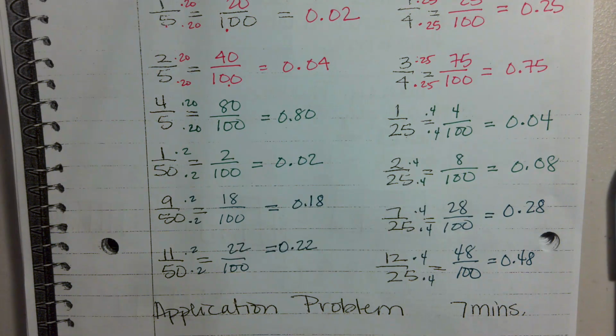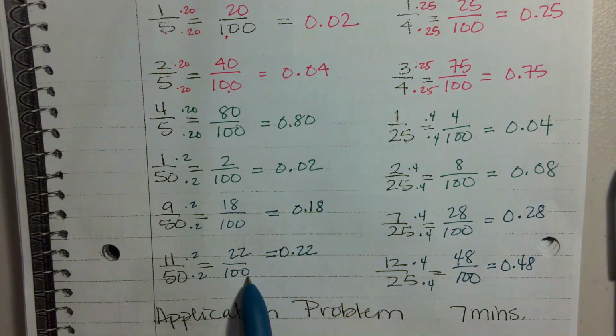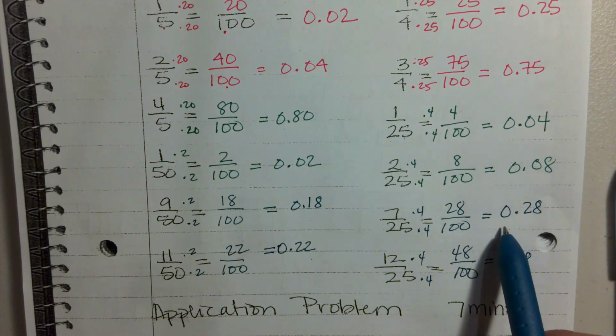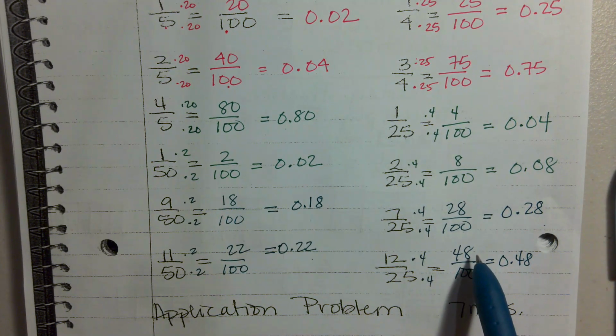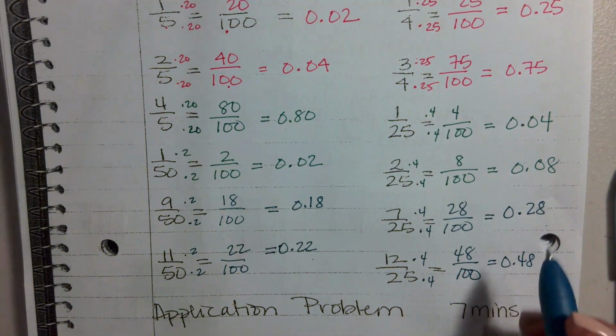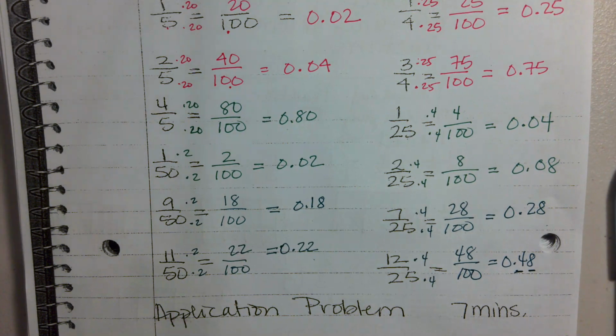All right, did you get 18 over 100? 0.18. 22 over 100, 0.22. 28 over 100, 0.28. And 48 over 100, 0.48. Remember, going back to what you know, here's the tenths, here's the hundredths, right?